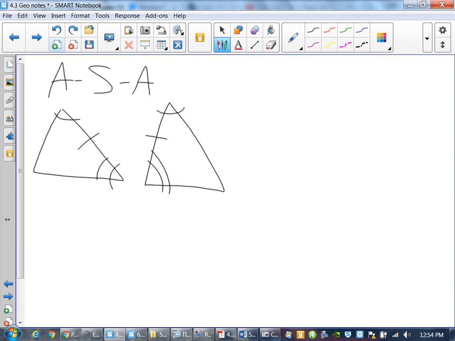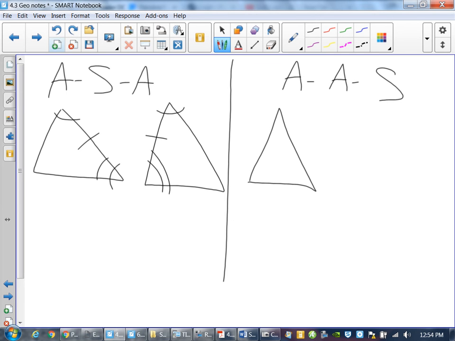An offshoot of angle side angle is angle angle side, which means you've got two angles in a row and then a side. Notice the side that I picked: which angle is it across from? It's across from the one with the single arc, which means the other one has to also be across from the single arc.